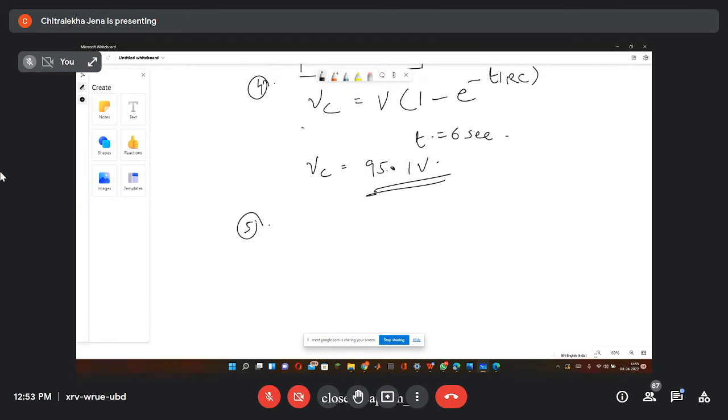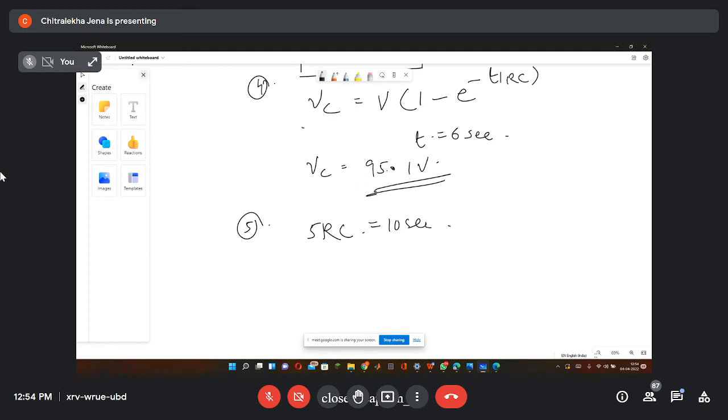Number 5: time taken for the capacitor to be fully charged. Just now I told you how much it is: 5 times the time constant, 10 seconds. Very good. Now another question I am giving you. 5-6 minutes is there.